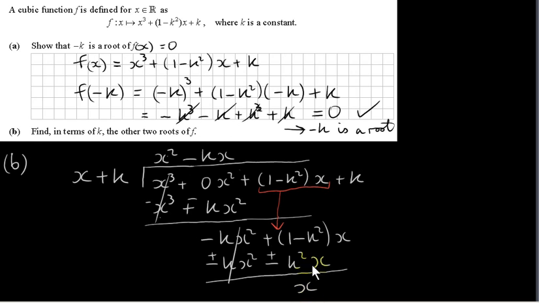So that's the subtraction done. And the next step is to take down the next term, and we just have one term left, which is k. So here we have x plus k. And now we go back to dividing.